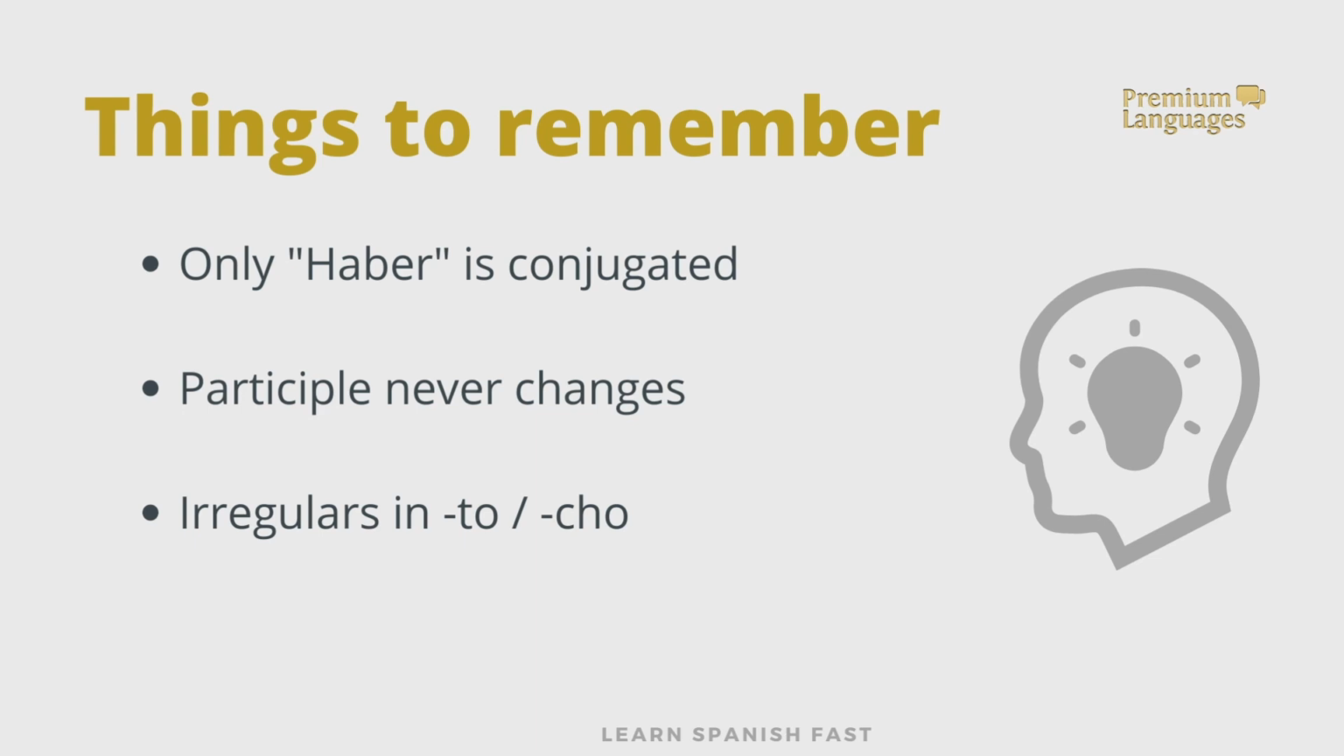The things that we need to remember here is that we conjugate only haber, not the participle, so yo he, tú has, él ha, and so on. The participle never changes. It doesn't matter if it's masculine or feminine, singular or plural. And the irregulars that we have are either ending in to or cho.